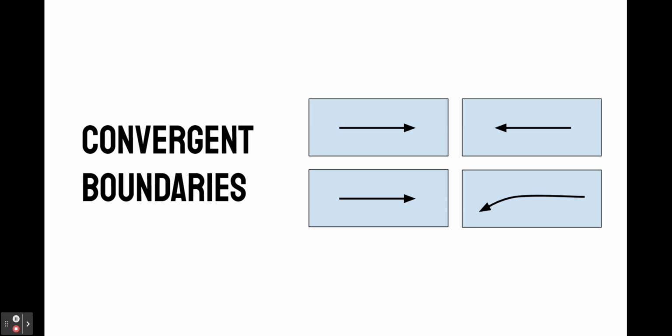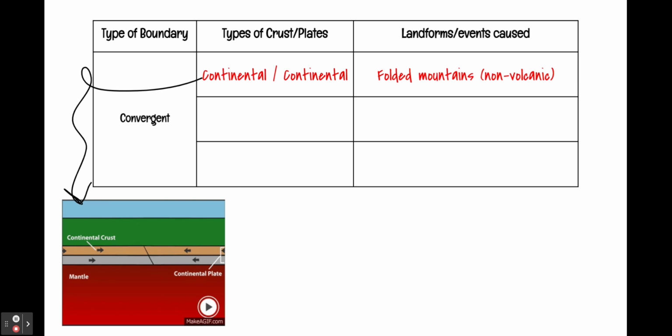The first one that we're going to look at is convergent boundaries. There are two types of motions that can happen at a convergent boundary, but in general, it is when they move towards each other. So they either move towards each other, just like this, and they push each other up, or based on the density of the crust and the plate, one will move below the other. They're still moving towards each other though.